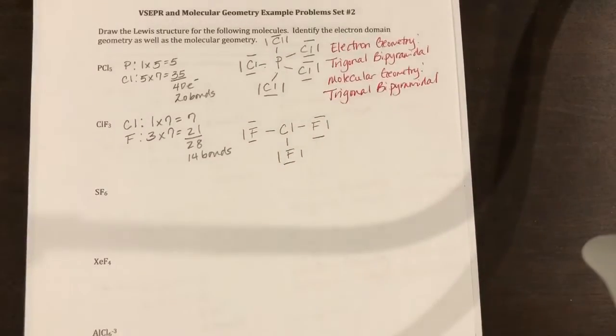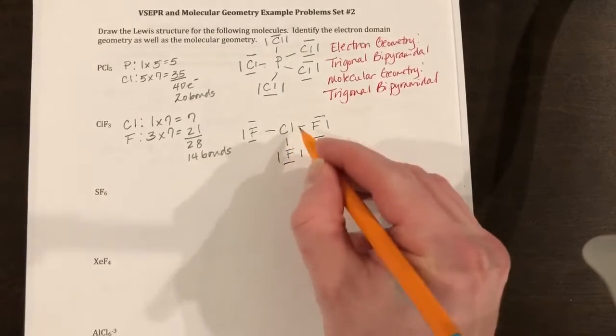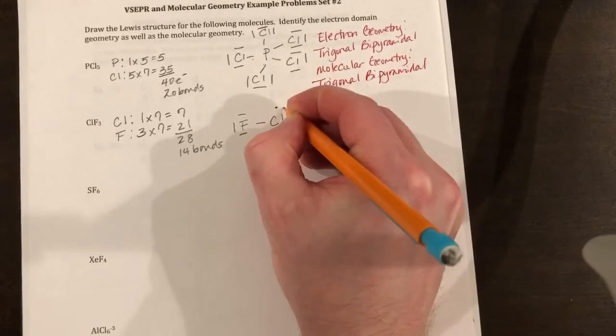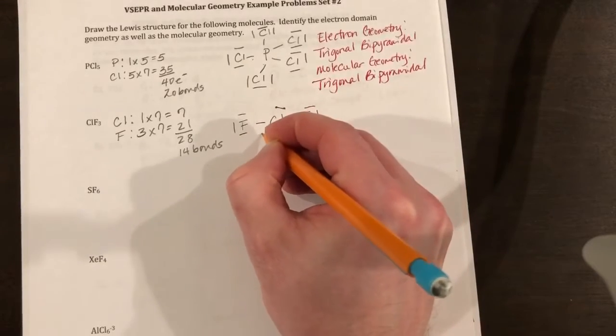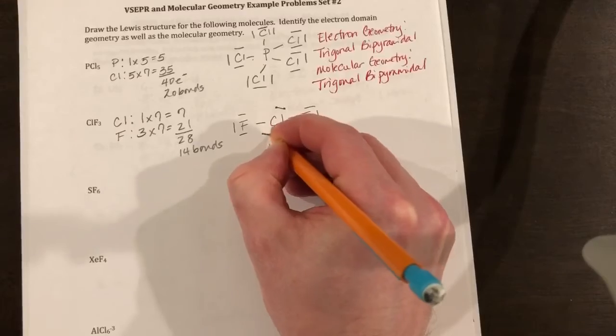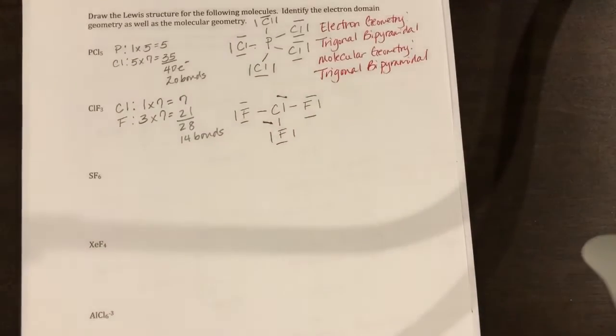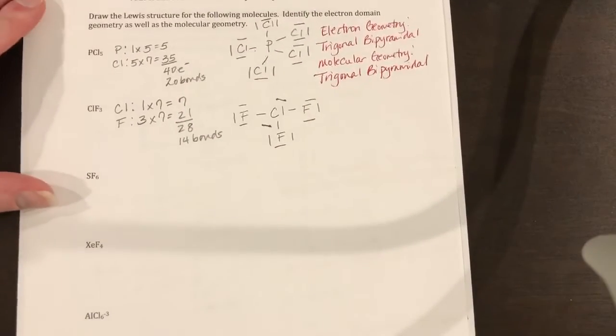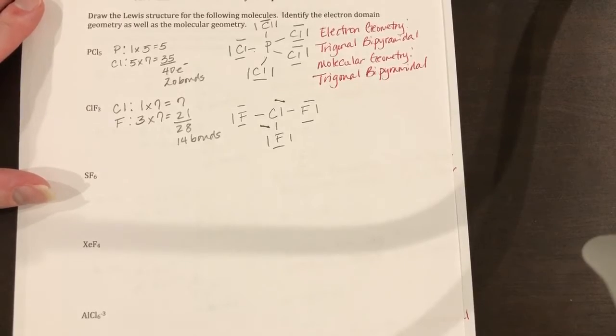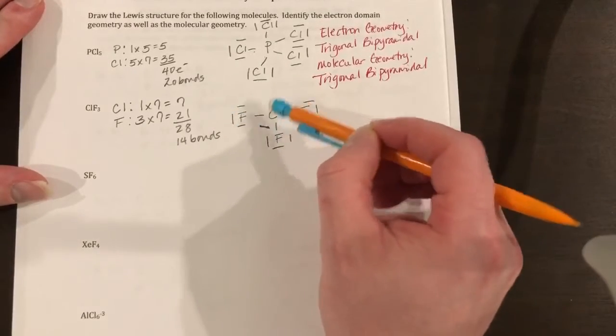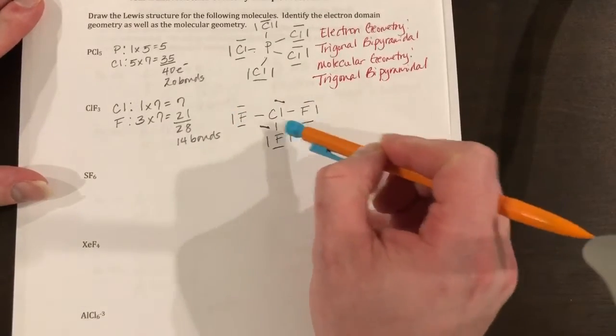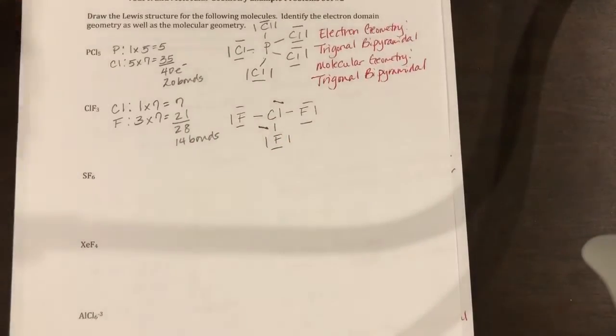Okay, now chlorine has to have 7 valence electrons because it's in group 7. So it currently has 3, 1, 2, 3. So I'm going to put 2 lone pairs of electrons coming off of this. And it doesn't matter where you draw them, just as long as they're there. Okay, so that's our Lewis structure. So let's make sure we got it right. 1, 2, 3, 4, 5, 6, 7, 8, 9, 10, 11, 12, 13, 14. So we're good to go.